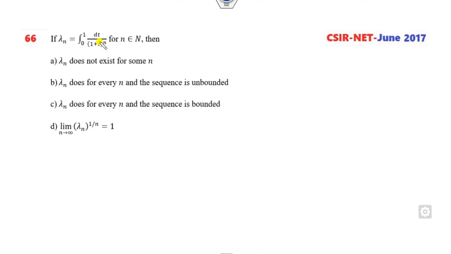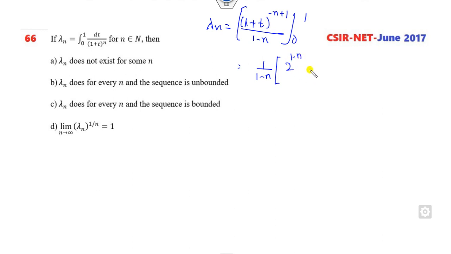Okay, look at this one. Lambda exists, bounded, unbounded, and so on. So firstly, we will simplify that. This is the integral of 1 plus t raised to the power minus 1 from 0 to 1. When I take 1 minus n, it is constant and common. When you take 1, it will be 1 minus this. When you take 0, it is 1. Fine. Now, it does not exist for some n. So it clearly says that this does not exist when n is equal to 1.